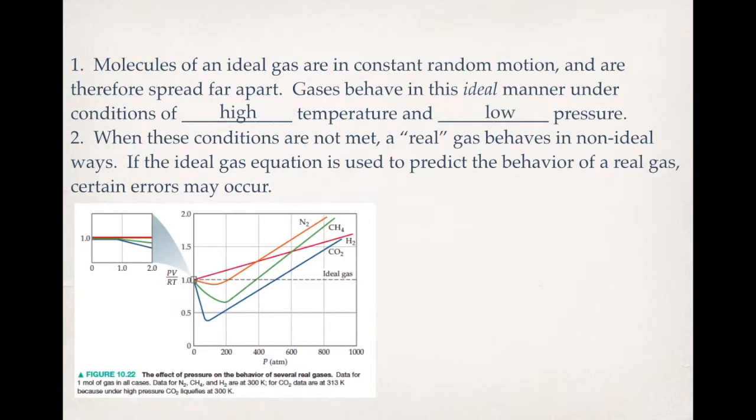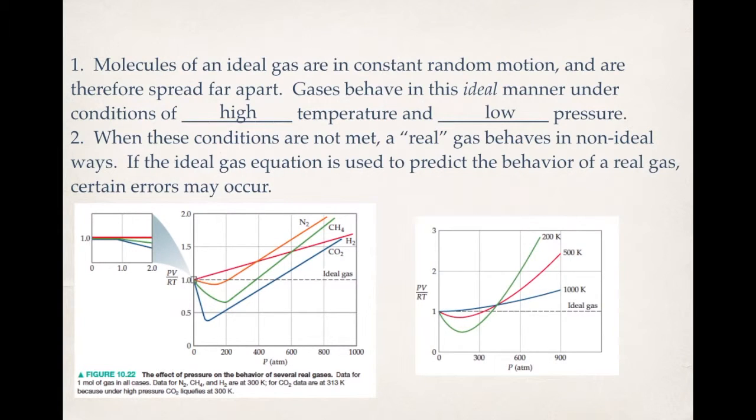But the most important thing for you to notice is the fact that at or right before 1 atmosphere, all of these gases are acting ideally. They have a value of 1. After 1 atmosphere, that's when they start to deviate, and as pressure continues to increase, then that deviation is maximized. So the lower the pressure, the more ideally gases act.